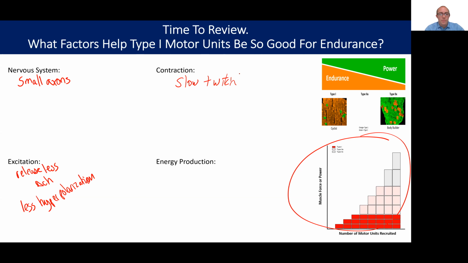Another thing with energy production, this is huge here. Everything about the type 1 fibers is fine-tuned for aerobic metabolism.